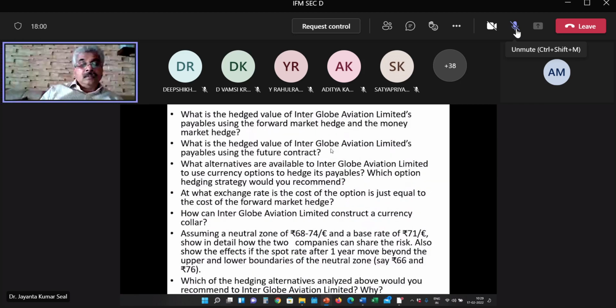It says, how can Interglobe Aviation Limited construct a currency collar? Another name for currency collar is range forward. The word collar came from when you tie a dog, there is a collar. When you tie a dog, it cannot go beyond a particular range. So it came from that. So here also you are creating a range.